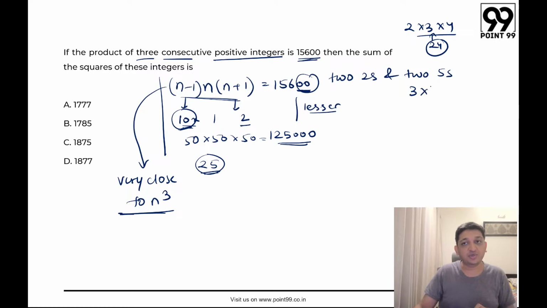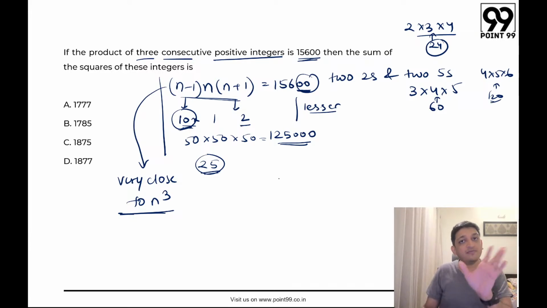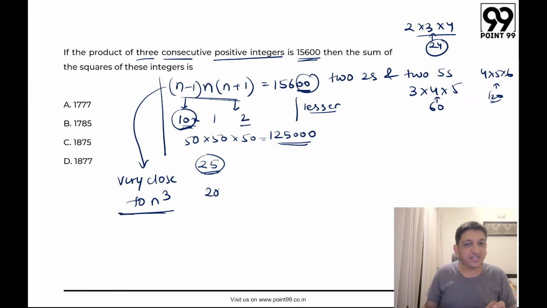If I look at 3 into 4 into 5, I'm going to get 5 4s are 20, 3s are 60, very close to 4 cube. If I look at 4 into 5 into 6, 6 5s are 30, 4s are 120, very close to 125. Right? So I get numbers that are very close to the cube of the middle number. ठीक है? तो this will be very close to n cube. Now tell me something. 20 cube कितना होता है?